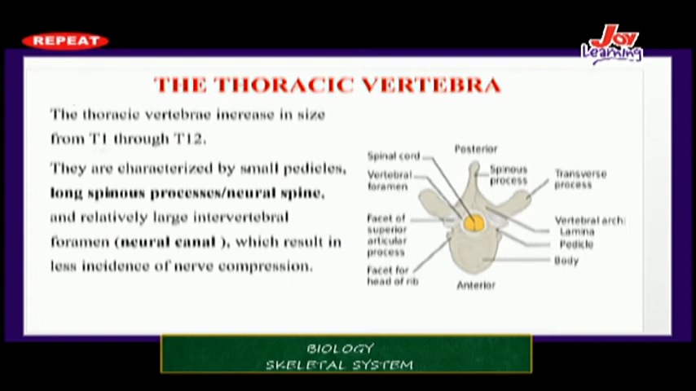So we are talking about T1 to T12. These ones are characterized by long neural spines. If you have seen that of, let's say, the cow, it is actually long, and you can even hold it with your fists. That's a long neural spine.